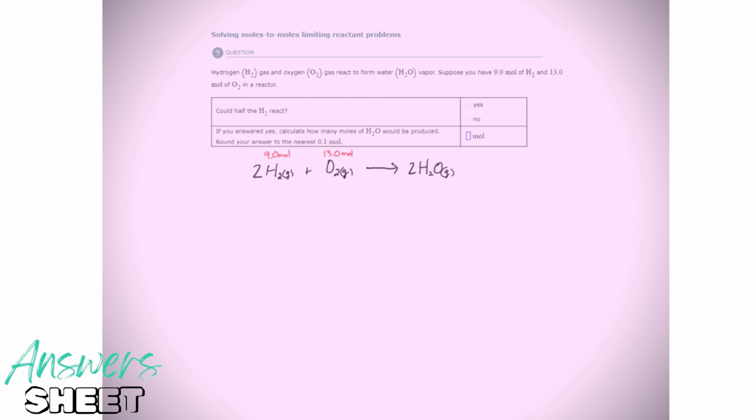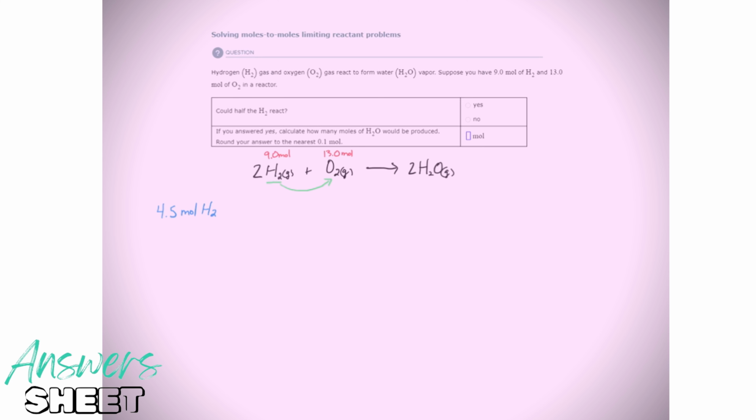Half of 9 is 4.5. So half of 9 moles of hydrogen gas is 4.5 moles of H2. So in order to determine if 4.5 moles of H2 would react given these amounts, what we're going to do is we're going to convert from this to this. What are we doing when we do that conversion? What we're doing is this. If I have 4.5 moles of H2, how many moles of oxygen gas are required to fully react with that?